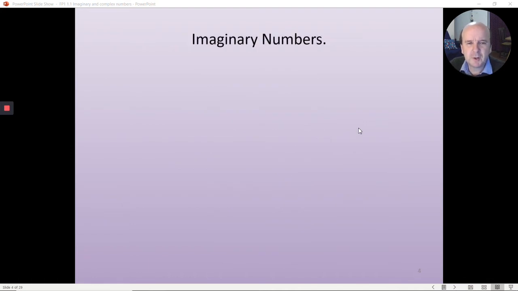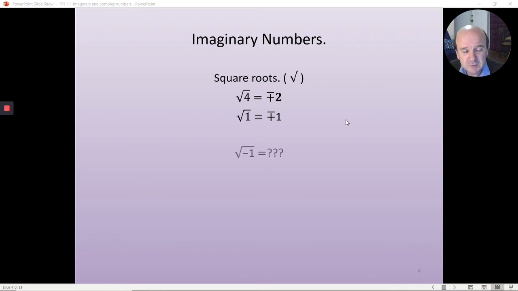Which brings us to imaginary numbers. The easiest way to understand where they come from is thinking about square roots. The square root of 4 is plus 2 or minus 2. Square root of 1 is plus 1 or minus 1. But what about the square root of minus 1?